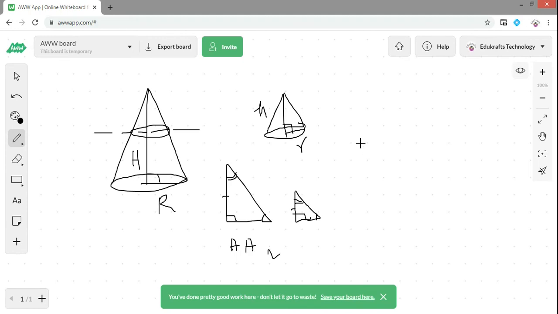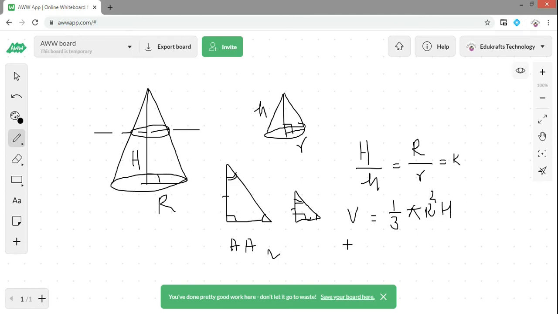And if these two triangles are similar, then their corresponding sides are proportional, meaning they have a certain proportionality between them. So I write capital H upon small h, capital R upon small r, and the constant of proportionality is k. The volume of the cone is 1/3 pi capital R square capital H, this is the volume of the bigger cone.